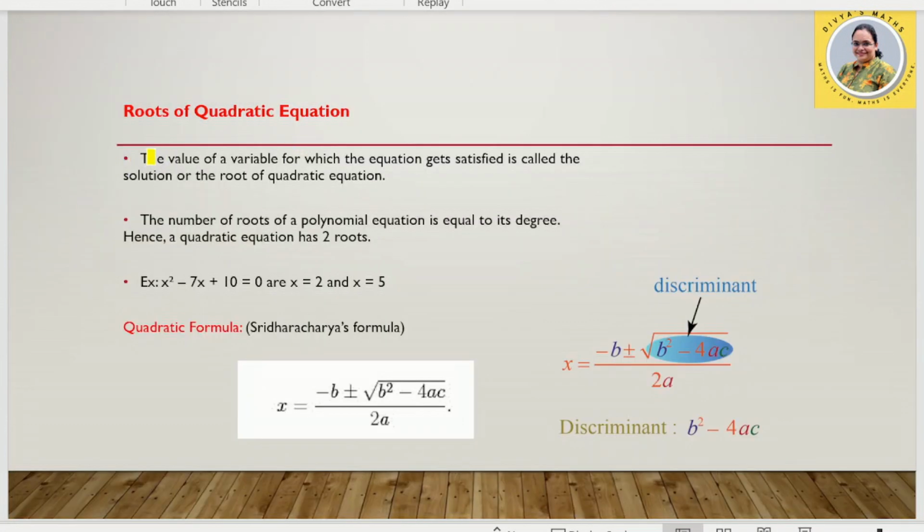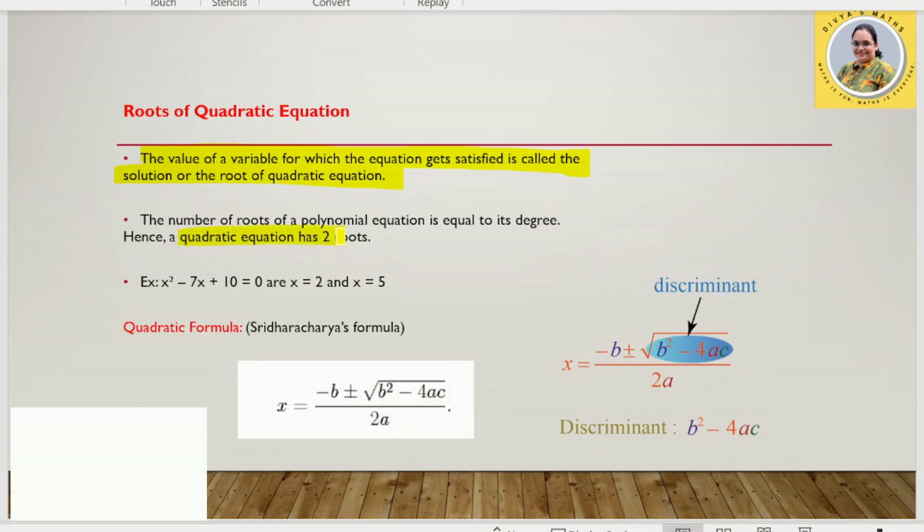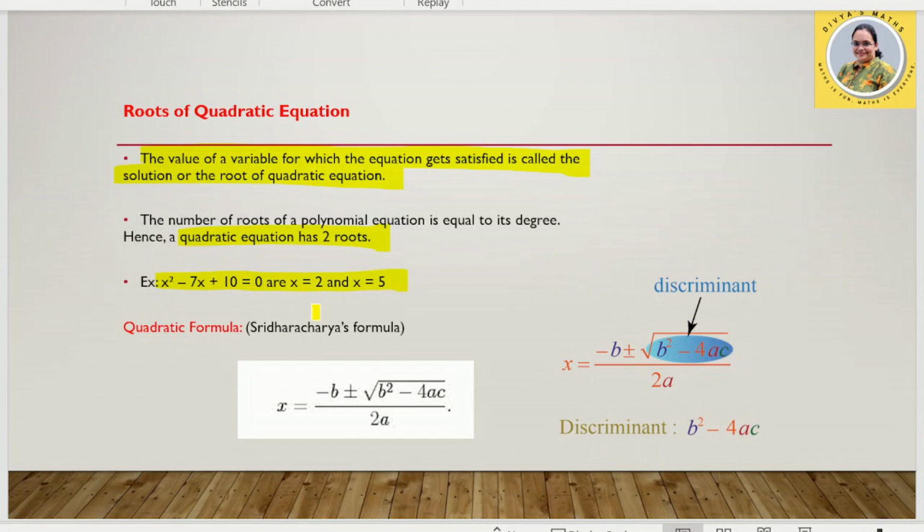See, we have discussed that the value of a variable for which the equation is satisfied is called the solution or the roots of a quadratic equation. The quadratic equation has 2 roots, right? So we have seen this example, x square minus 7x plus 10 equals 0. It has got 2 roots, which are 2 and 5, right? We have a formula to find the roots of a quadratic equation. Okay, it is called the quadratic formula.